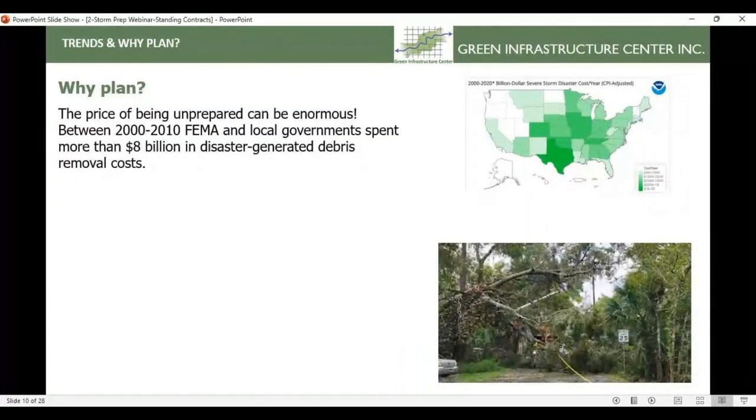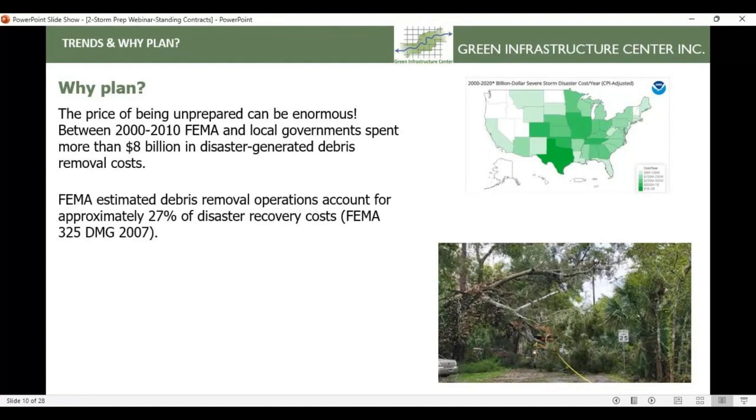So, more reasons why to plan. The price of being unprepared can be enormous. Between 2000 and 2010, FEMA and local governments spent more than $8 billion in disaster-generated debris removal costs. So that's just in removing the debris that's blocking and getting things back to normal for your community. FEMA estimated debris removal operations account for approximately 27% of disaster recovery costs.